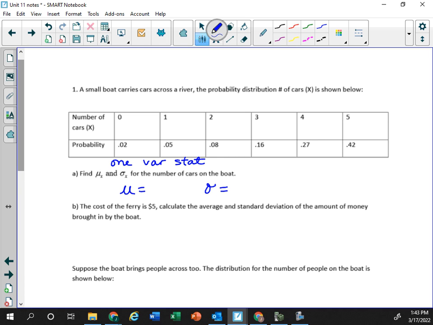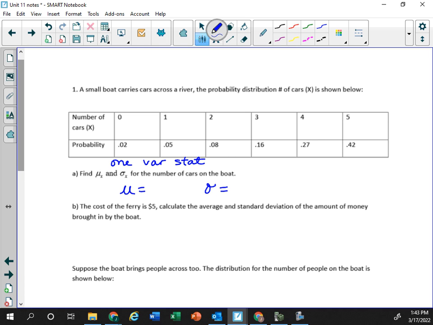Check with your neighbor, see if you got the same mu and sigma. You did not match, okay. What do you think? What'd you try? I tried L1 and then L2. So the frequency list should be the probability.